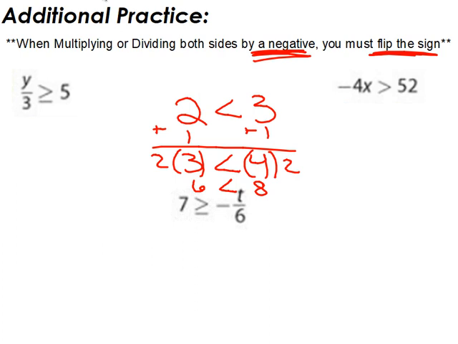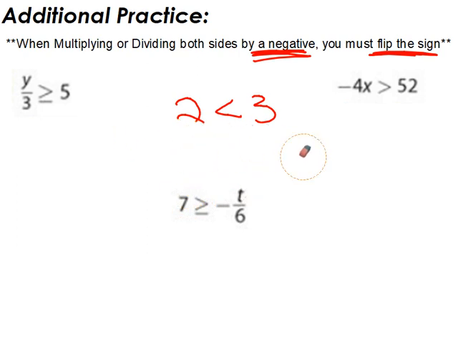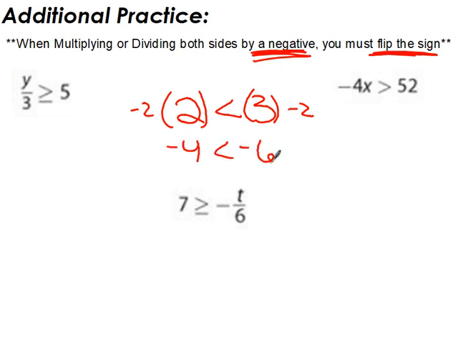Well, let's see what happens when I multiply both sides by negative 2. Negative 2 times 2 is negative 4. 3 times negative 2 is negative 6. Is this a true statement? Is negative 4 less than negative 6? And the answer is no, it is not. But if I flip my sign, it is now true.